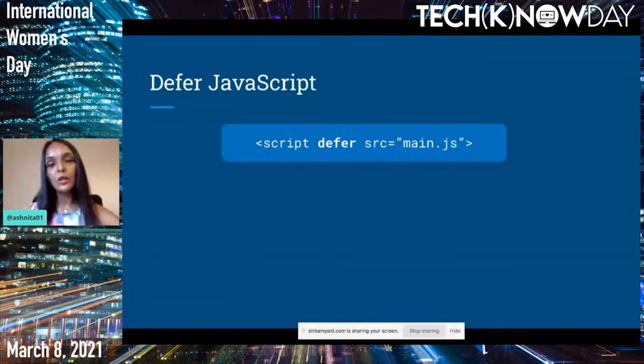and to download, parse, and compile the JavaScript file in parallel while the HTML is parsed, so that the browser can go ahead and carry on with the rendering process while JavaScript's been downloaded. So for example, if we don't use defer, it will halt the HTML parsing.